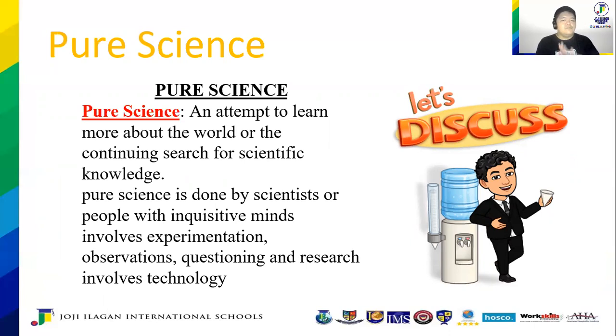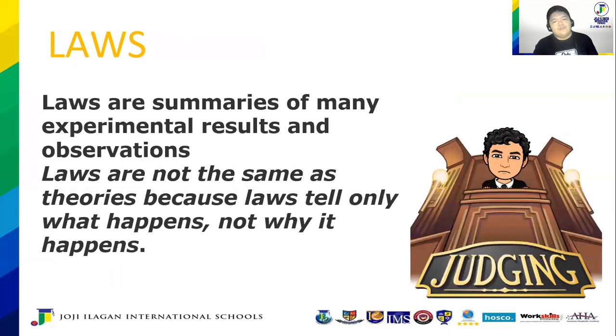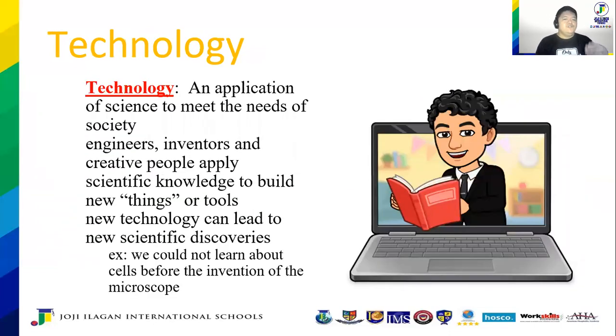Pure science is an attempt to learn about the world. It's done by scientists, or if you have an inquisitive mind, you can practice pure science based on experimentation. You get involved in observation, questioning, research. That's pure science. Meanwhile, when we say technology, you apply the science. Engineers, inventors, all of them base their work on previous scientific explanations. That's technology.